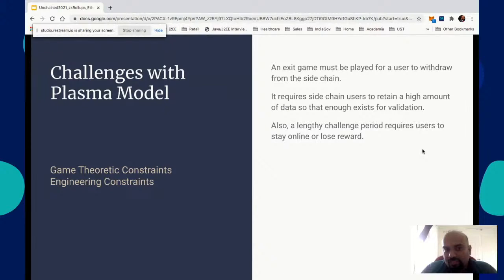But even in the Plasma model, we understand there are challenges. One of the practical challenges is that there should be a game theoretic model, like an exit game, that must be played for the user to withdraw from the sidechain. It requires sidechain users to retain a high amount of data so that it is sufficient for validation. And there is also a mandatory challenge period for users to stay online or lose the reward. So these are game and engineering constraints in the Plasma model.